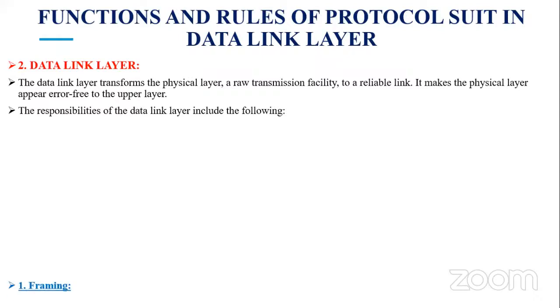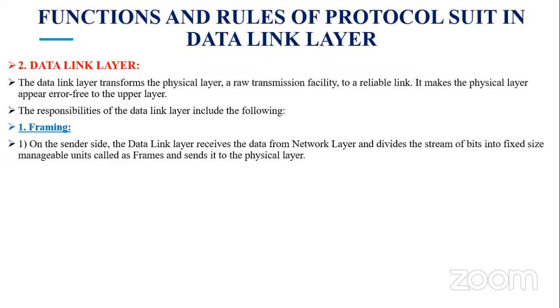Some of the responsibilities of the data link layer. The first one is framing. From the network layer, the network layer will add the source IP address and the destination IP address, and that will be transferred to the data link layer. Once the data link layer receives a packet, it will convert that packet into frames. That is called framing.